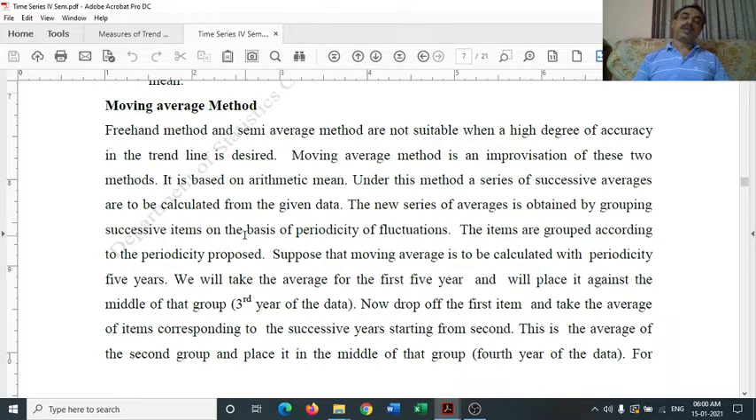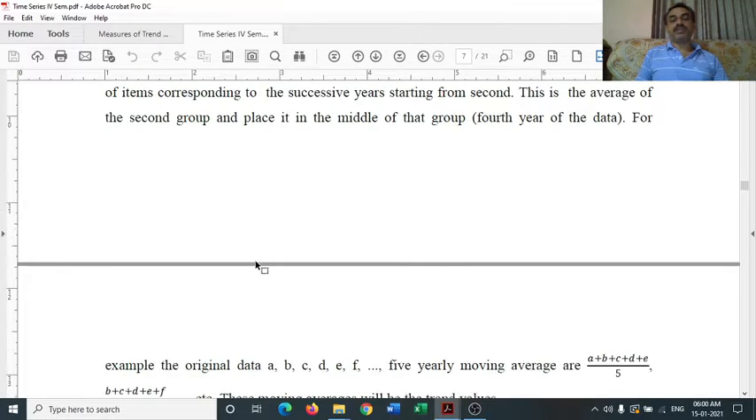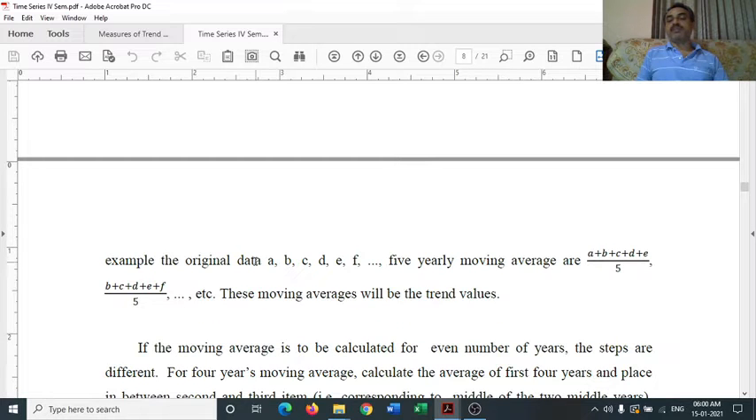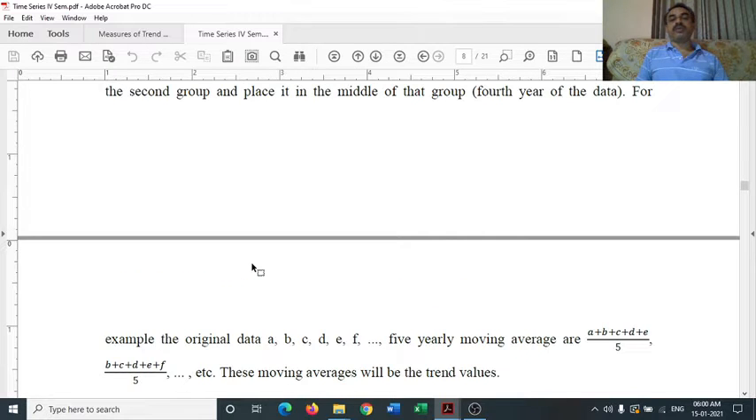For example, if the periodicity of fluctuation is 5 years and A, B, C, D, E are the observations corresponding to the first 5 time points, then the moving average of the first bunch will be A plus B plus C plus D plus E divided by 5. And this moving average has to be placed corresponding to some year.